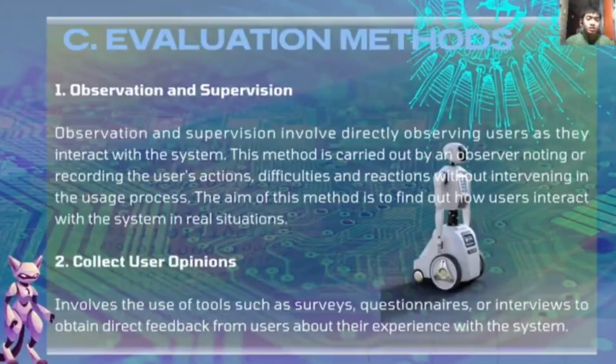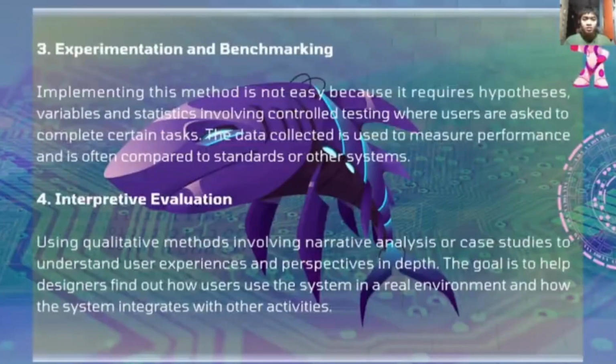Second is collecting user opinions. This involves the use of tools, online or offline, such as surveys, questionnaires, or interviews, to obtain direct feedback from users about their experience with the system. Third is experimentation and benchmarking.